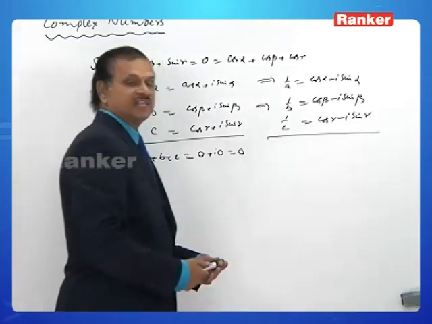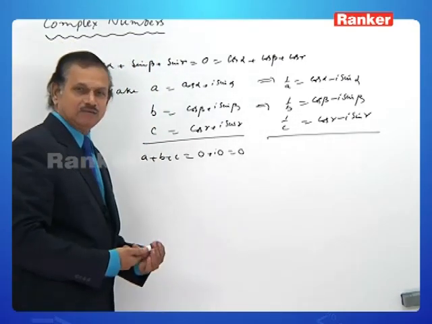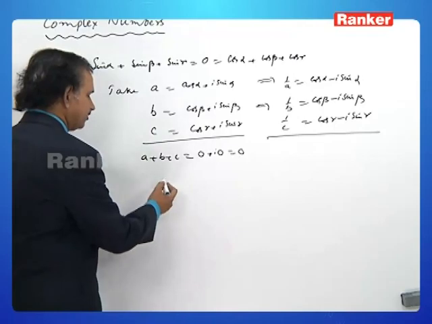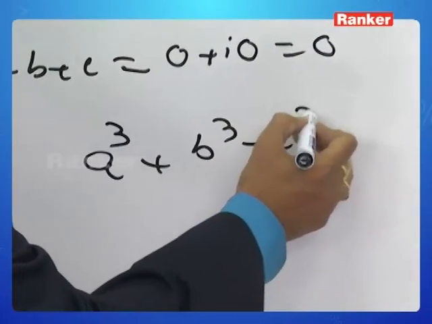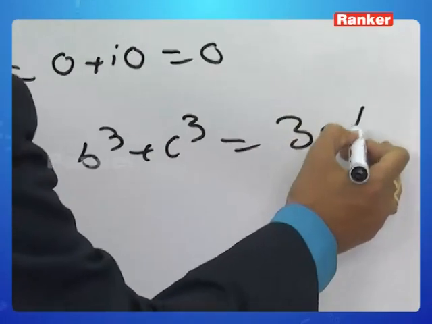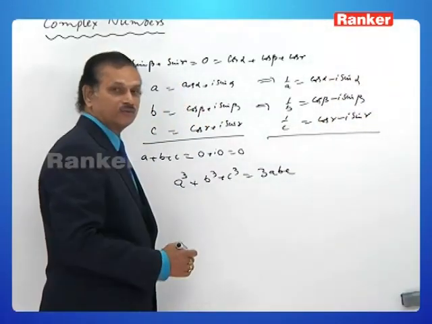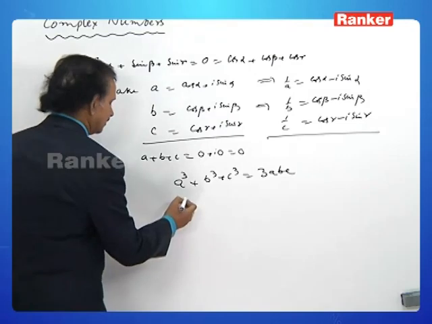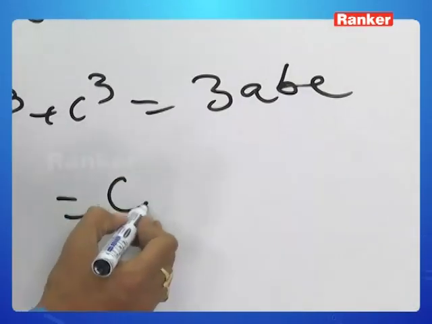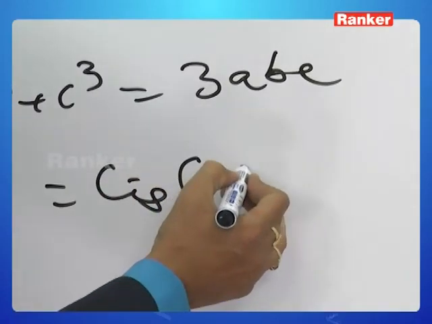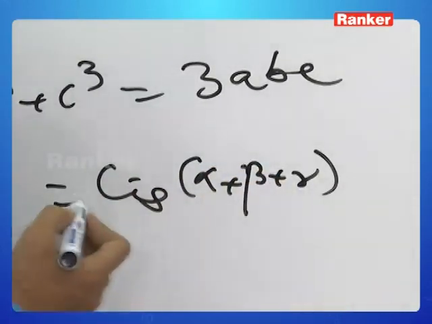One more thing. a + b + c is 0 we have had. If a + b + c is equal to 0, you will be having a³ + b³ + c³ is equal to 3abc. What is a³? cis 3 alpha, cis 3 beta, cis(alpha + beta + gamma), 3 into.